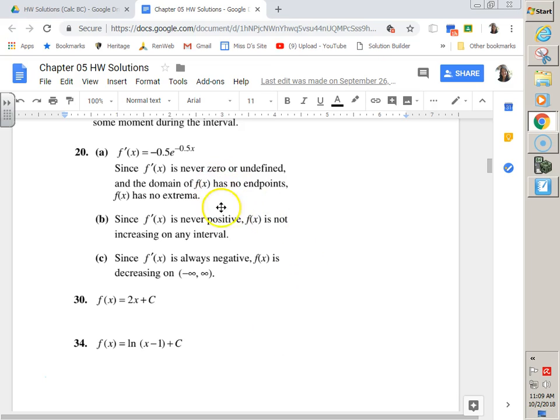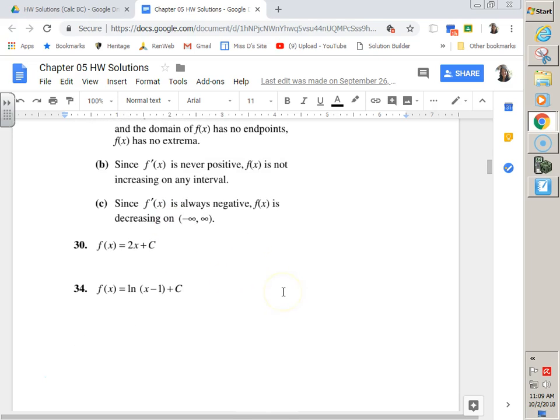Yeah, so A was none. Strictly decreasing, that's another way of saying letter B, right? Oh, okay, so it's not increasing, so C, it's strictly decreasing. Number 30 and number 34 were just antiderivatives. 34 could have been a lot messier with a chain rule, but you didn't really need u-sub, right?